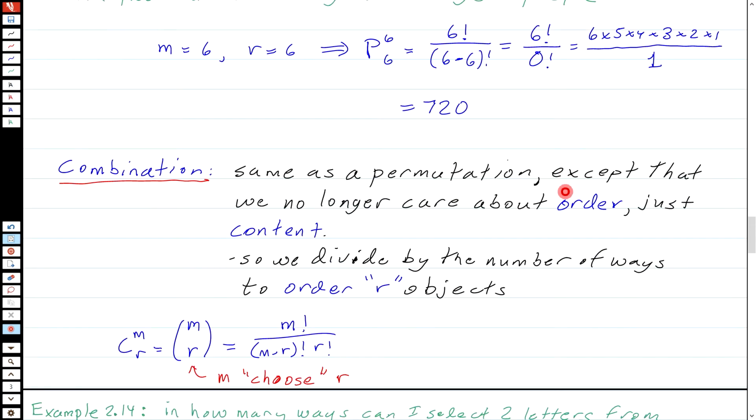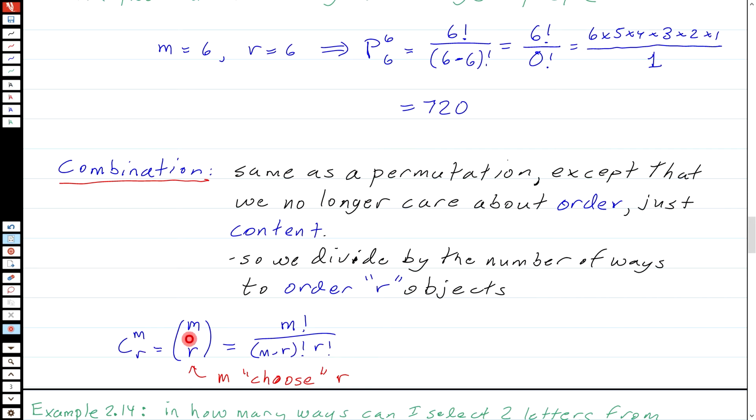Okay, another special case is combinations. This is basically the same as a permutation, except that we no longer care about order, just content. So in order to obtain a combination, we have to divide by the number of permutations. We have to divide the number of permutations by the number of ways to order those R objects. So we know the ways of ordering R objects is R factorial. So we take the permutation, which is this part of it, M factorial over M minus R factorial, and divide by R factorial.